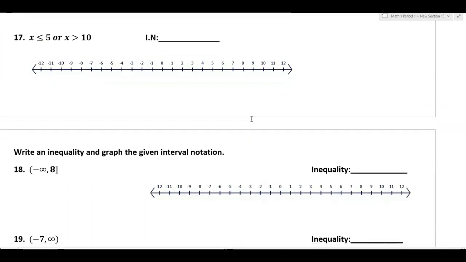Okay? Now the last, number 17 here. X is less than or equal to 5. So we know closed dot on 5 and shade left. Greater than 10, open circle on 10, shade to the right. So right away we know this left side starts at negative infinity, ends at 5. So negative infinity, 5, square bracket. It's an OR statement, so we have a union. Starts at 10 and goes to positive infinity. So round bracket 10, it's a round bracket because it's open, and it goes to infinity, round.